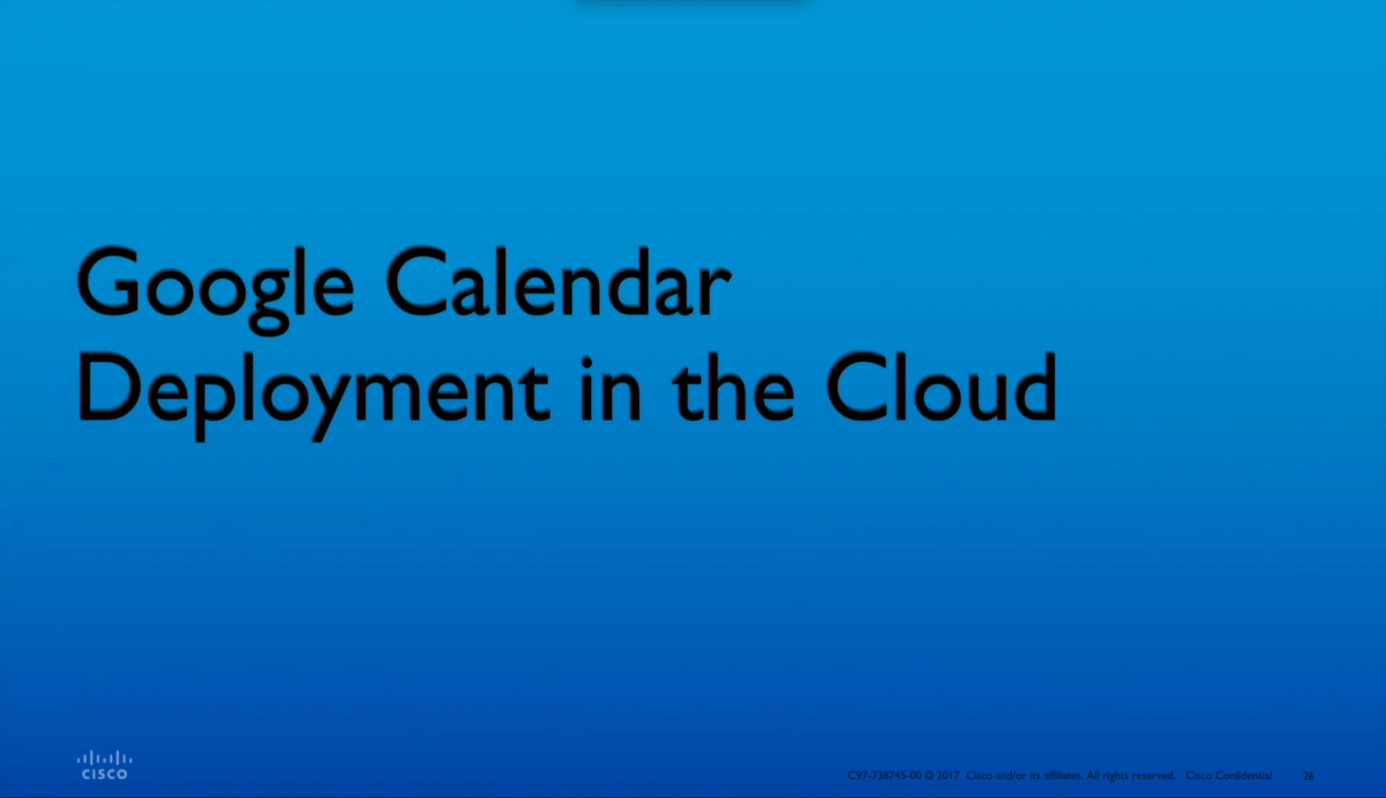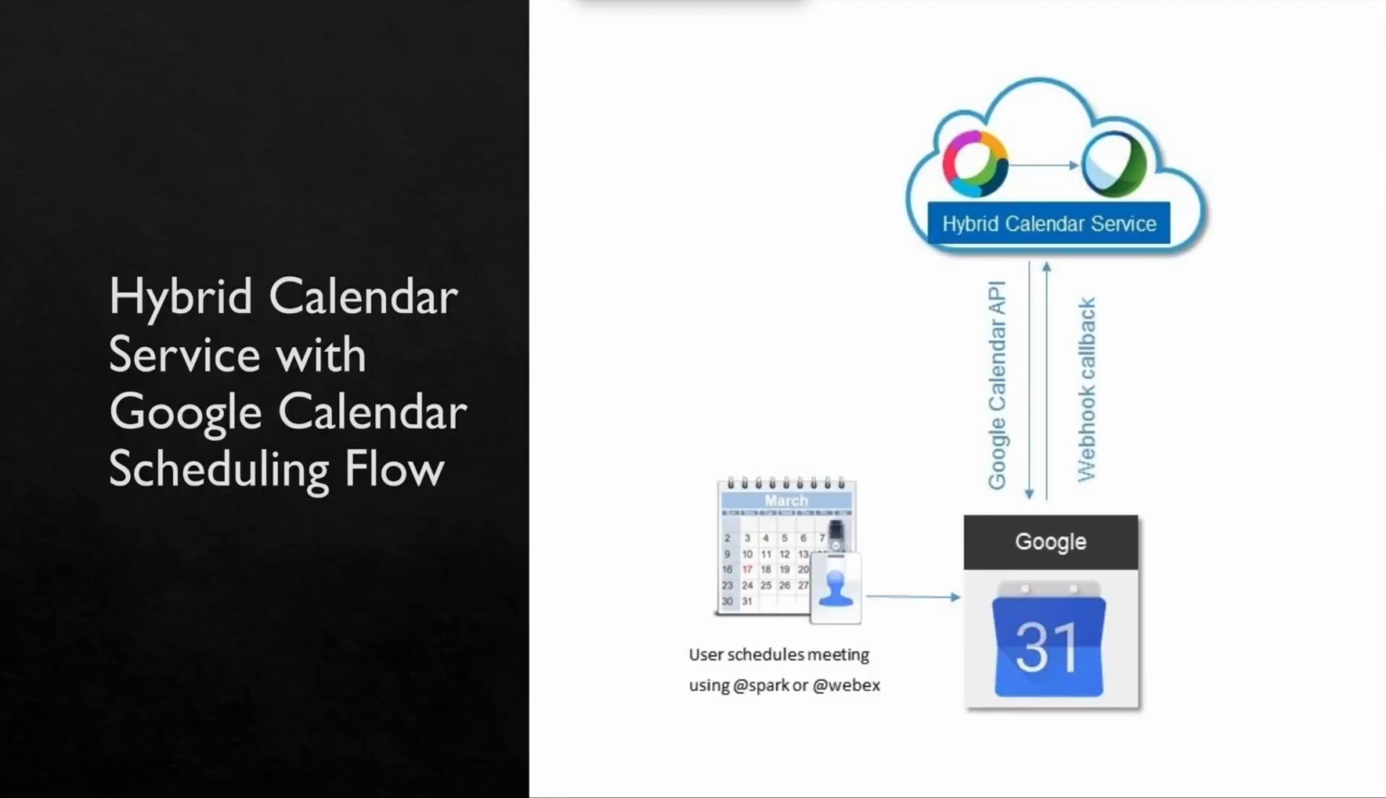Real quick, let's talk about Google Calendar deployments in the cloud. This diagram shows the components of hybrid calendar service and Google Calendar architecture. A user creates a meeting in Google Calendar, putting a scheduling keyword or video address in the location field. Google sends a notification to the hybrid calendar service. The hybrid calendar service requests and receives the encryption key and then uses it to encrypt the meeting information.